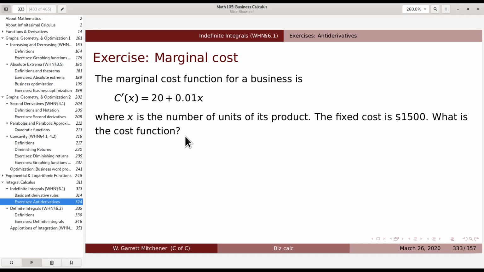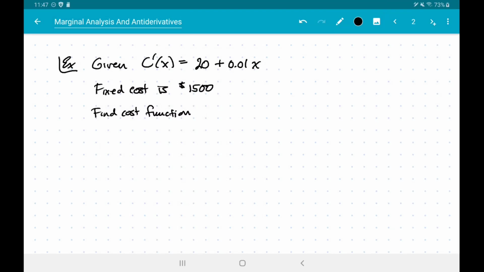This problem says the marginal cost function for a business is c prime of x equals 20 plus 0.01x, where x is the number of units of its product. The fixed cost is $1,500. What is the cost function? Okay, so take a moment and try to solve this problem. Okay, let's get into this and see what we can do.